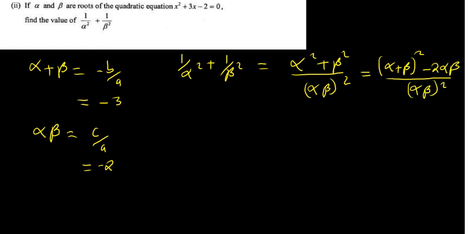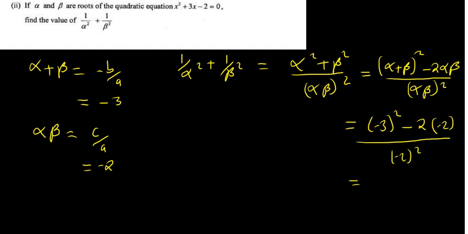Okay. And then where there's alpha plus beta, we replace it with negative 3 squared, minus 2. Where there is alpha beta, we replace it with negative 2. And then in the denominator, alpha beta also, we place negative 2 squared. So this will give us 9. 2 times negative 2, that is a positive 4, over a positive 4. And this is basically 13 over 4. So that is it.